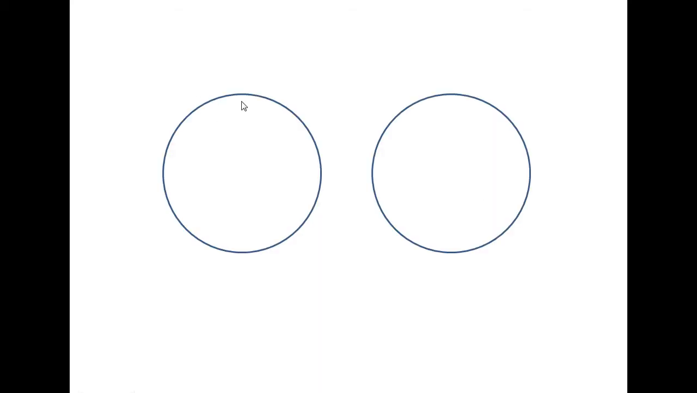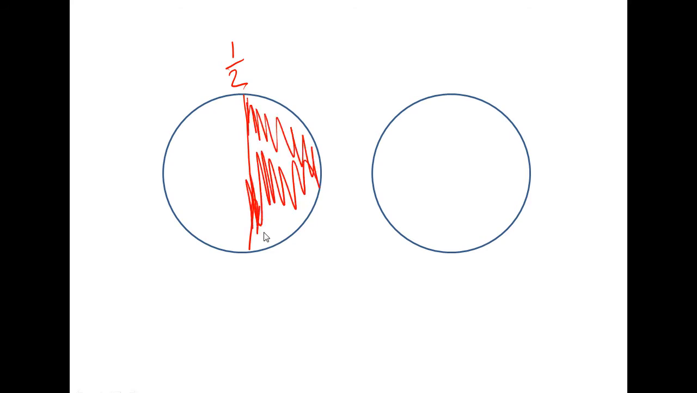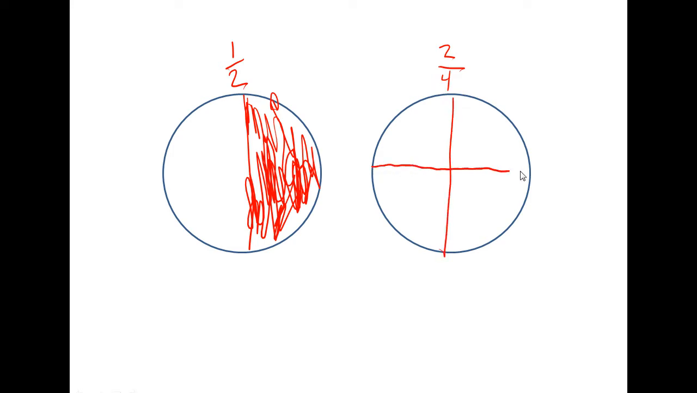Alright, so I first wanted to start off with an example. Over here, we're going to do 1/2. So we're going to color half the circle in. Forgive the coloring, there we go. And over here, we're going to do 2/4. So we divide this circle into 4 parts, and we color in 2 of them. There's 1, and there's 2.